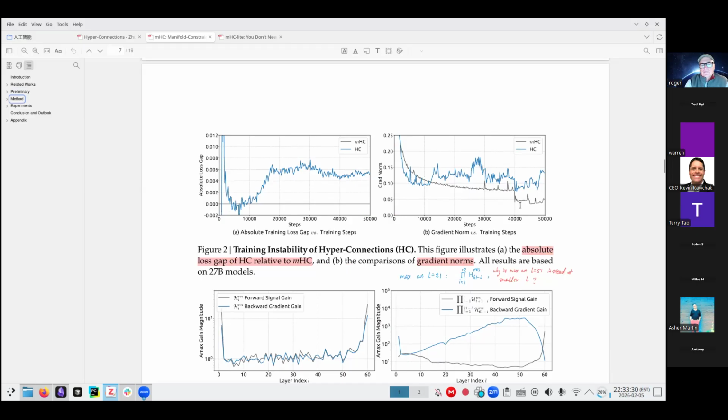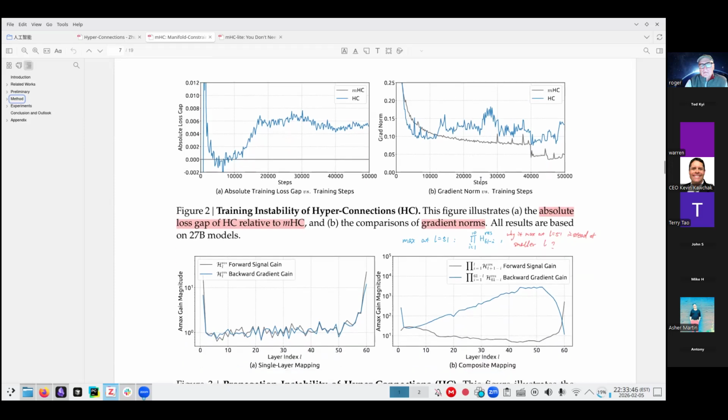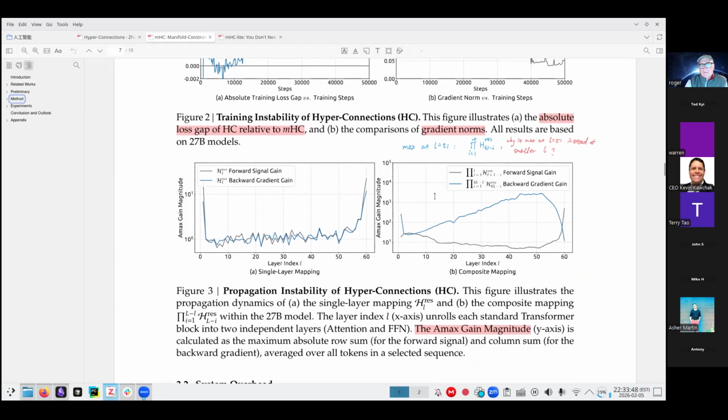And gradient norm also, for HC. This one is not so obvious. HC gradient norm, yeah, this one is not obvious. And the single layer mapping is HC forward, HC backward.